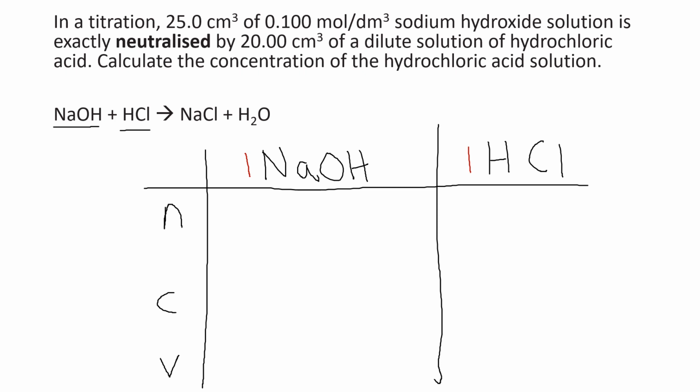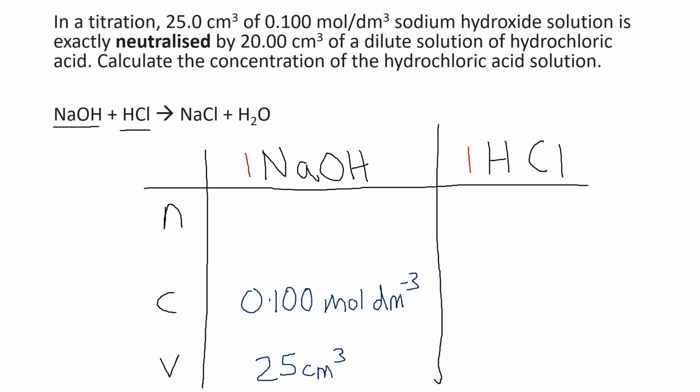much of the table as I can just from the question. So it says in the titration, 25 centimeters cubed of 0.100 mole per dm cubed sodium hydroxide solution. So let's just fill that in to start with. The volume of sodium hydroxide is 25 centimeters cubed. The concentration of the sodium hydroxide is 0.100 moles per decimeter cubed.